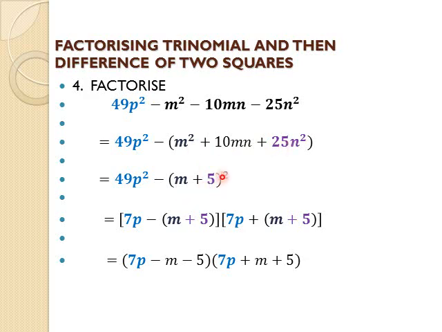So that becomes m plus 5 squared. Now you see there's a minus sign between this perfect square and that perfect square. So now I have a difference of 2 squares. So the square root of 49 is 7, the square root of p squared is p. So 7 times 7, 49. P times p there, p squared. Negative becomes negative times positive, and I have m plus 5 and m plus 5. Multiply the negative in, so that becomes 7p minus m minus 5, 7p plus m plus 5. And there we are done factorizing.